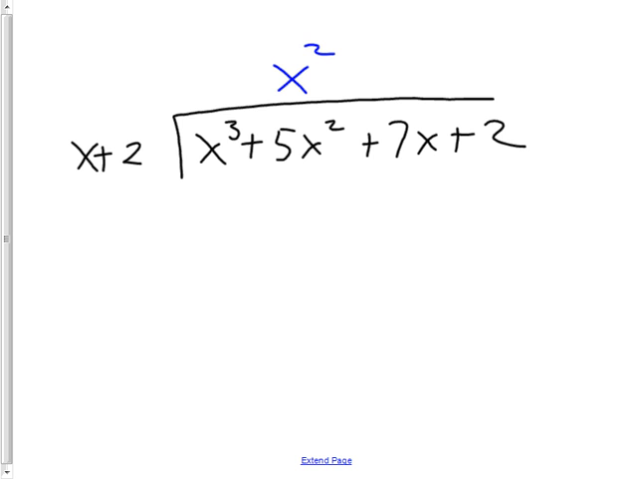x squared. Raise your hand if you started with an x squared. Good, then you're doing it right. That makes x cubed, and then x squared times the 2 makes it plus 2x squared. That's how you start. I'm going to pause for a second while you finish.